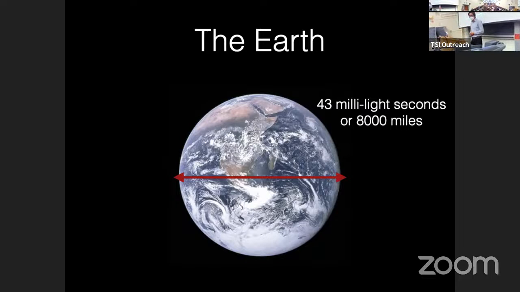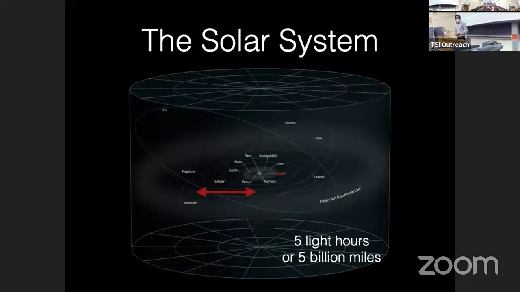Now, if we zoom out a little bit, we've got the solar system. The solar system is obviously a lot bigger. Now, you're talking 5 billion miles. And from the Earth to some of the outer planets, I roughly picked a representative number, more like 5 light hours. So it takes light at the cosmic speed limit 5 hours to get from the sun to some of the outer planets.